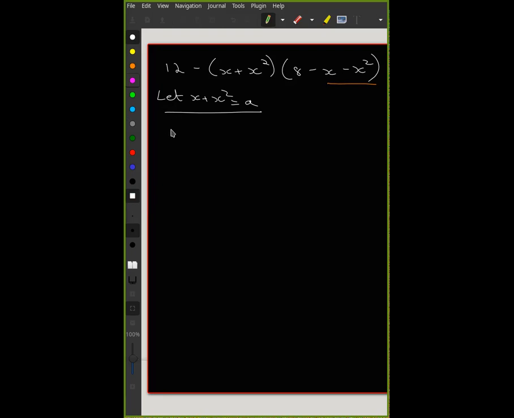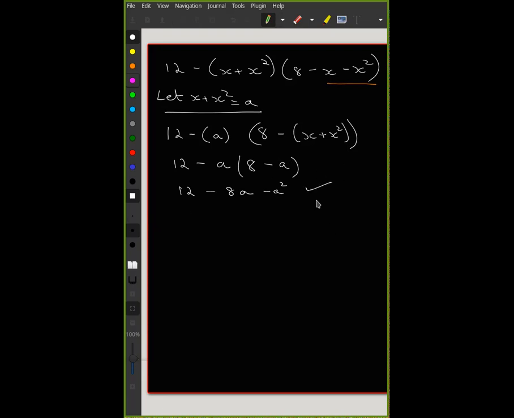Yes, sir. Tell me what did you do? Sir, first I rewrote this as 12 minus a into 8 minus a. Did you all do this? So this is 12 minus a times (8 minus a), which is 12 minus 8a minus a squared. Did you all reach here?